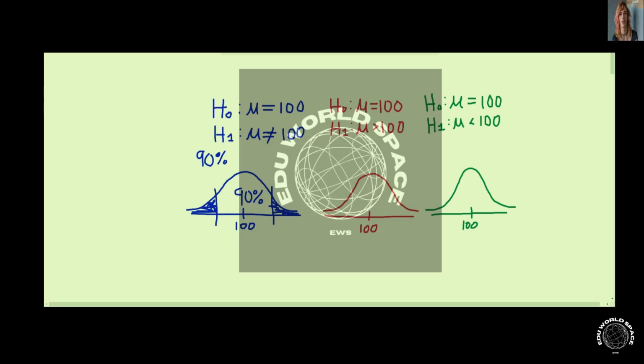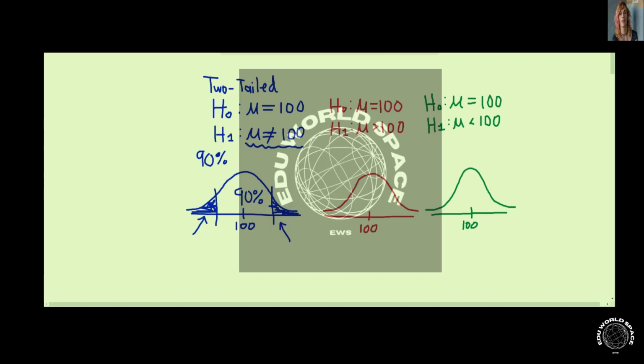If our test statistic ends up being in the shaded region on either side, then we will reject the null hypothesis. So this one would be a two-tailed test. The reason for this is that it does not matter whether it's lower than 100 or higher than 100. If it's far enough away from 100, then we will conclude that mu is not equal to 100.